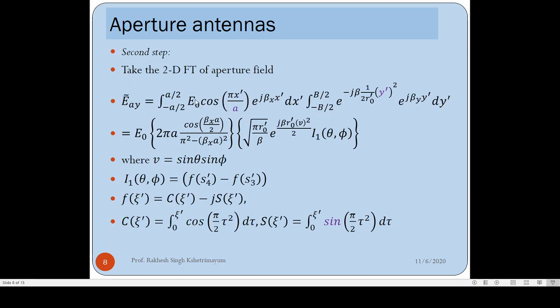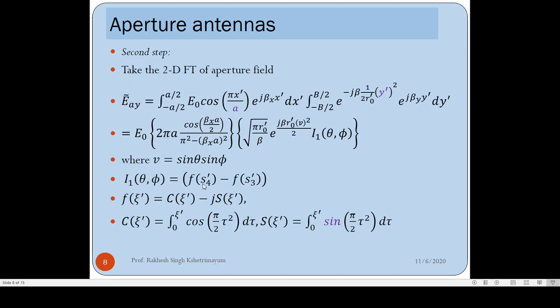So this integration is very familiar to us. We have done this derivation when we considered the open-ended waveguide, and it turns out to be 2 pi a cosine(beta x a by 2) divided by pi square minus (beta x a) whole square. So this is a new integration. This integration turns out to be square root of pi r naught dash by beta exponential j beta r naught dash b square by 2 I1(theta, phi). What is b? b is sin theta sin phi.